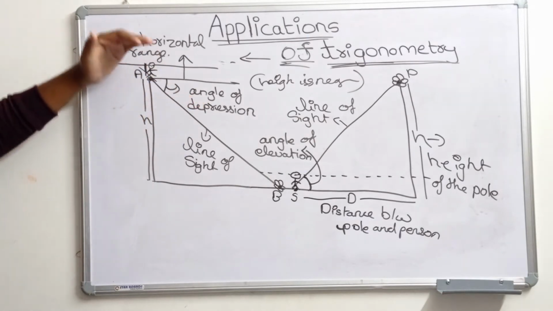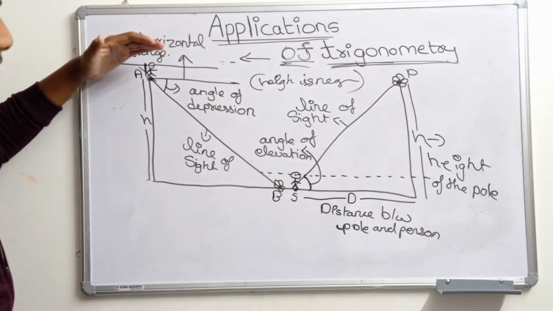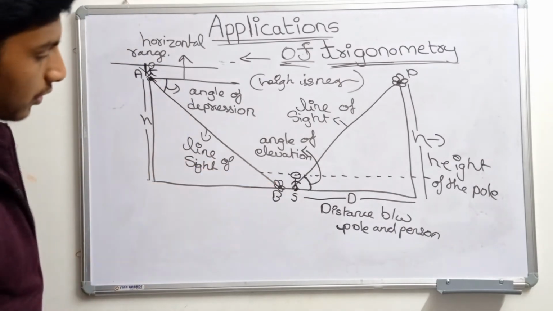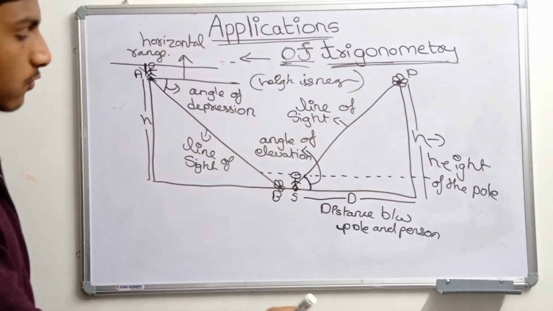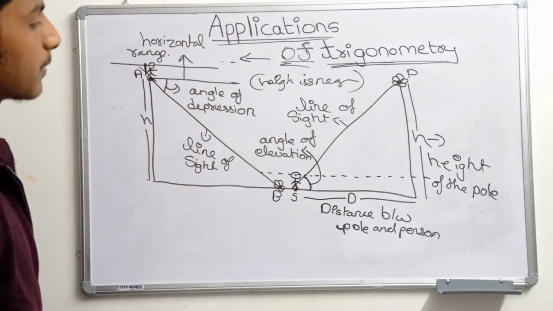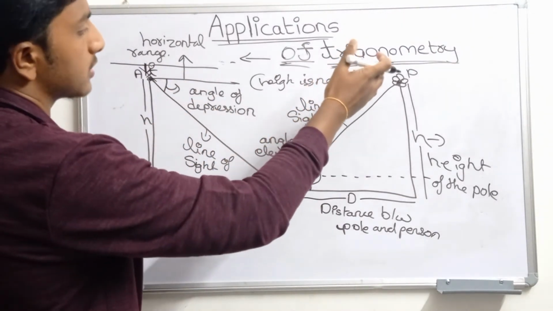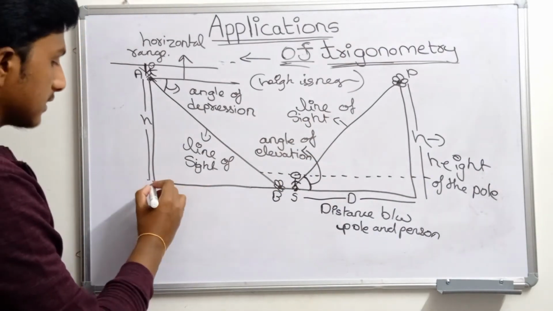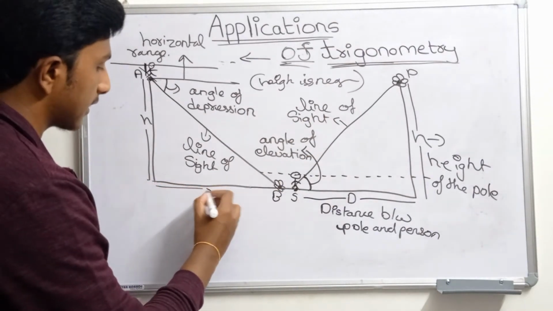Angle of depression: when the boy is watching from a point A, which is on the top of the pole, towards the flower which is on the road. When he is watching downwards, it is considered as angle of depression. When he is watching upwards, it is considered as angle of elevation.